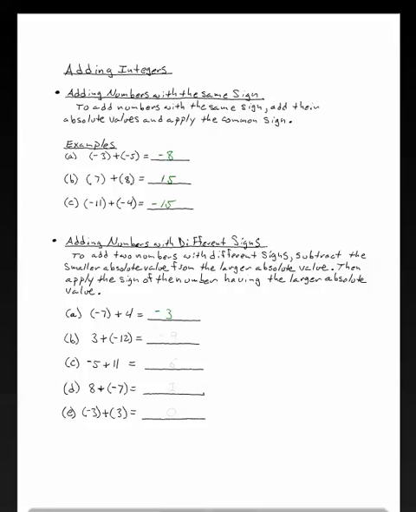In example B, we have 3 plus -12. Once again, we have different signs, so we know we'll subtract. So the first thing we do is we say 12 minus 3 is 9. Next, we look at the two numbers. We have a 3 and a -12. So disregarding the sign for a moment, we have 3 and 12. 12 would be larger, and it's negative. So our answer should be negative.